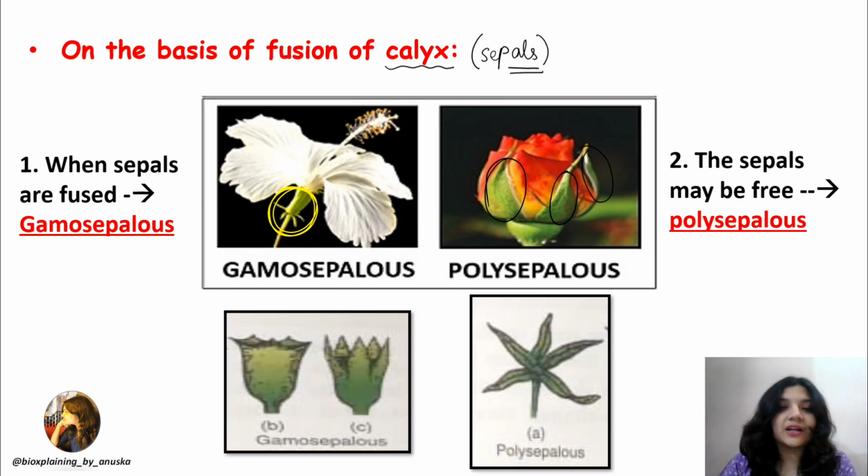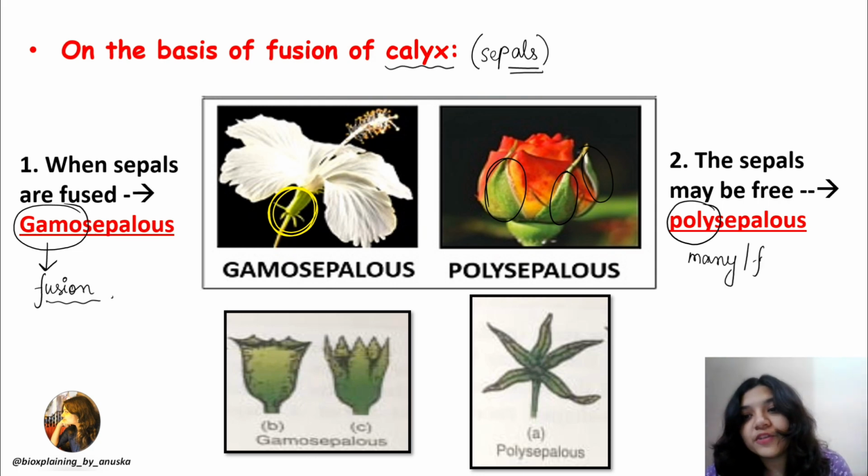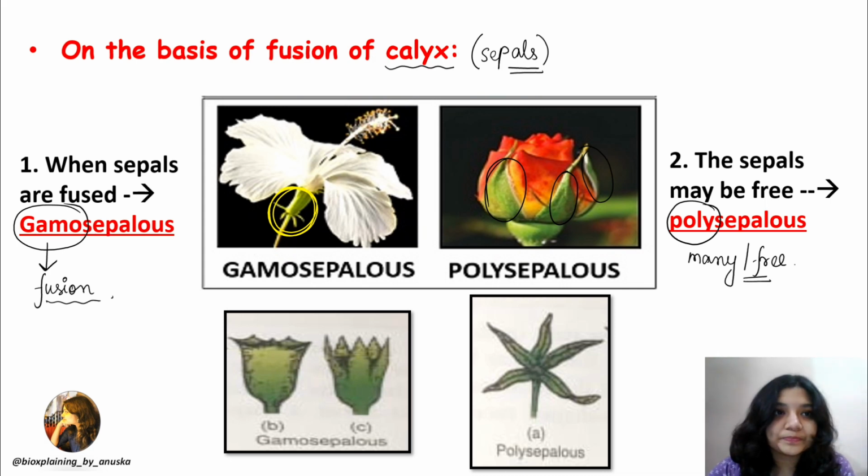So this is again another diagrammatic representation of Gamosepalous flowers, and the right side shows you Polysepalous flowers. So wherever you find the word gamo, always know that it means that some kind of fusion is occurring there. And whenever you have the word poly, it basically means many components that are free from each other.